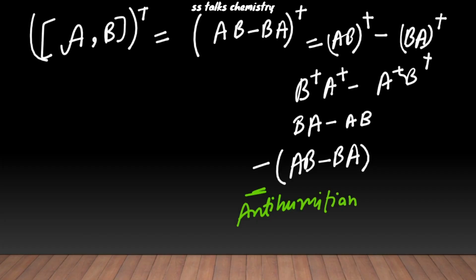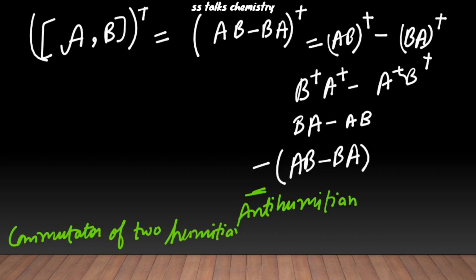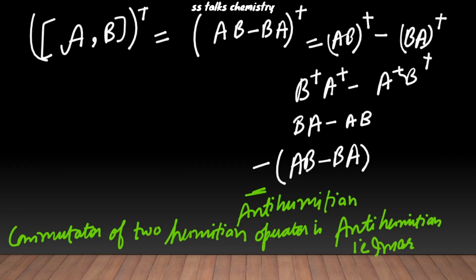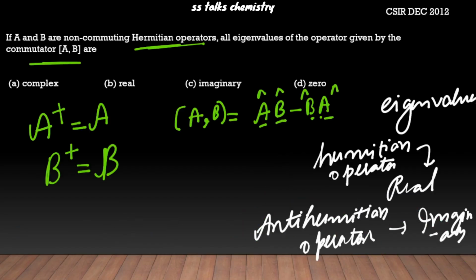Anti-Hermitian. So we can say that the commutator of two Hermitian operators is anti-Hermitian, that is, its eigenvalue is imaginary. So imaginary eigenvalues we are going to get, right? So based upon this, option C will be the right answer.